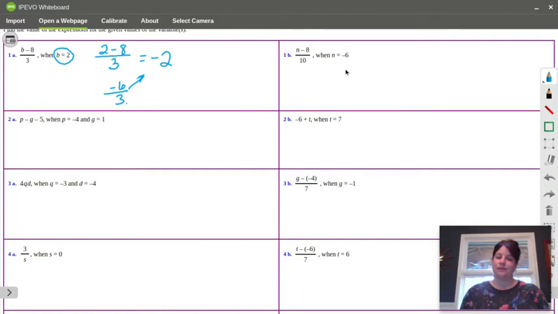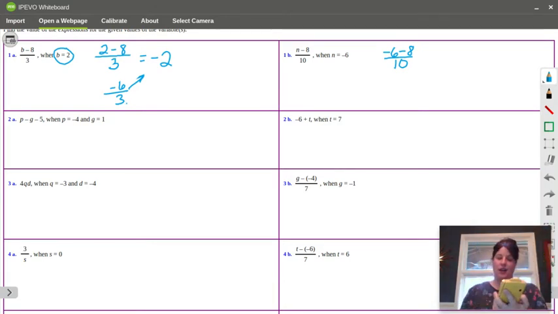All right, let's look at this second problem here. We have n minus 8 divided by 10 when n equals -6. So we're going to rewrite this problem and replace the n with -6. So instead of n minus 8, it will be -6 minus 8 divided by 10. And again, I'm going to put it in the calculator just like that. -6 minus 8 divided by 10. So here it is.